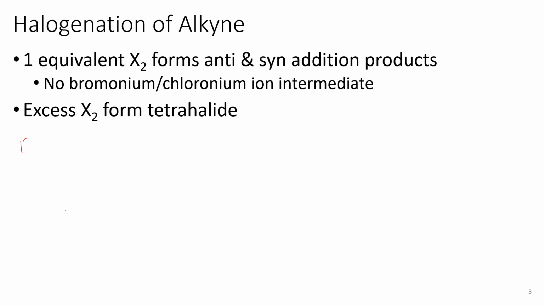So for our reaction with our alkyne, if we have a limited amount of the halogen, meaning we only have one equivalent of the halogen to go with our alkyne, we end up producing both the anti and also the syn alkene.